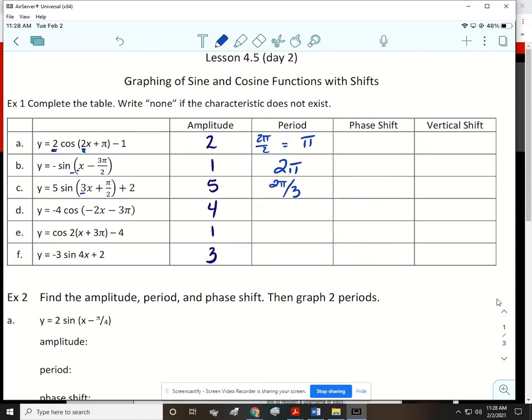For D, we're not going to divide by the negative, we're just going to use the opposite value. So it's, again, 2 pi divided by 2, or just pi. And then this one actually does have a coefficient of 2. Now the coefficient is just on the outside, so it's 2 pi divided by 2 again, or just pi. And the last one, 2 pi divided by 4, or pi over 2, is the period.